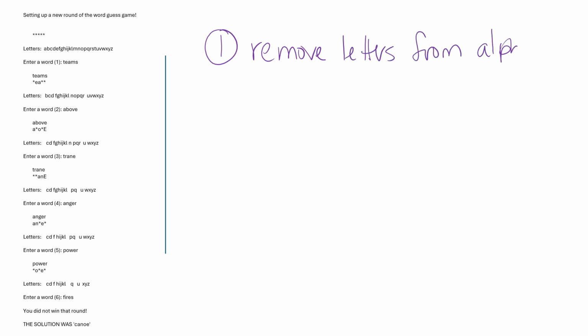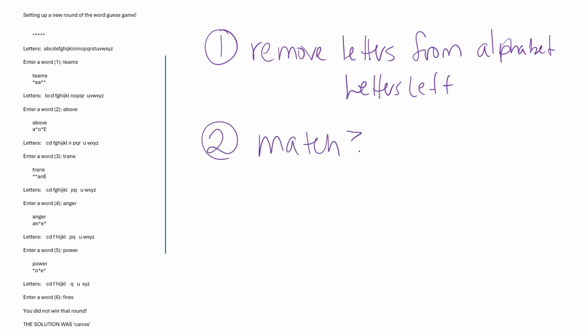Just to clear things up and make it a little cleaner, I'm just going to go here and remind you that step 1, you remove the letters from the alphabet, and the name of that is called letters left. Then number 2, you check for a match. If the user enters no match whatsoever, you don't move on to step 3. Then step 3, you use a nested loop and you put the ones that are in the right place. I'll do it one more time.